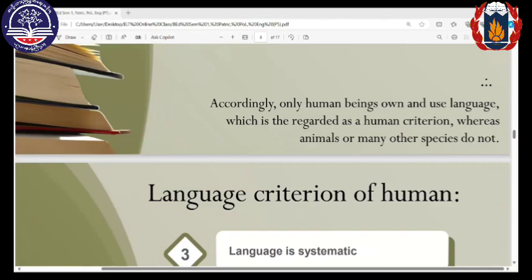Only human beings own and use language, which is regarded as a human criterion, but animals do not.